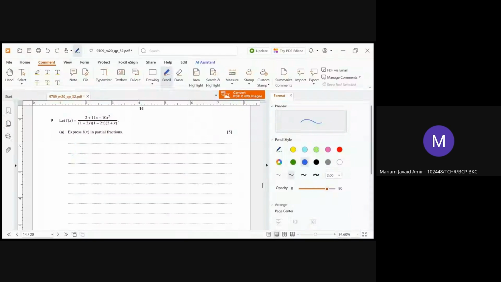Let me just write the entire fraction. (2 + 11x - 10x²) / ((1 + 2x)(1 - 2x)(2 + x)). In fact, the first thing you should be doing is checking whether there's a need to do long division. It's not the case here, because we have x² in the numerator, and if we expand, we'll have x³ in the denominator.